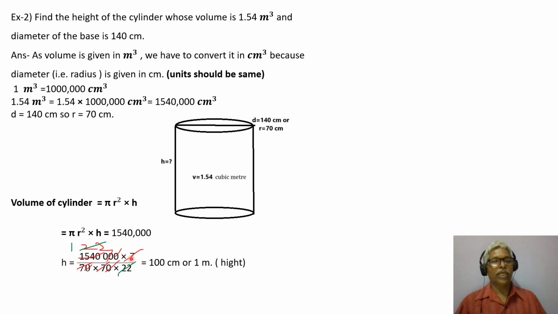So now do these calculations. This 7 should go with this, 0 will go, another 0 will go, and this 7 goes with this, giving you 22. Two zeros are remaining, and 22 will go with this. Do these calculations, and you are left with 100 centimeters, because we have taken r in centimeters, or 1 meter, that is the height. He has not specified that you have to give height either in centimeters or meters, so anything will do. So we move further.